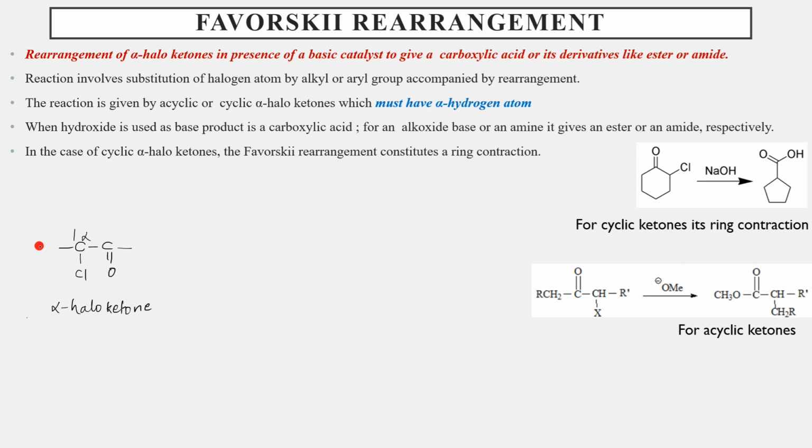So let's write the other groups. I'll put R dash so it becomes easy for me. Now this is your group basically, and this is your alpha haloketone, which is now going to show a rearrangement in the presence of a base. You can have a hydroxide as a base. You can have an alkoxide as a base. You can also have an amine as a base, right? Depending upon what base you're using, you can get a product.